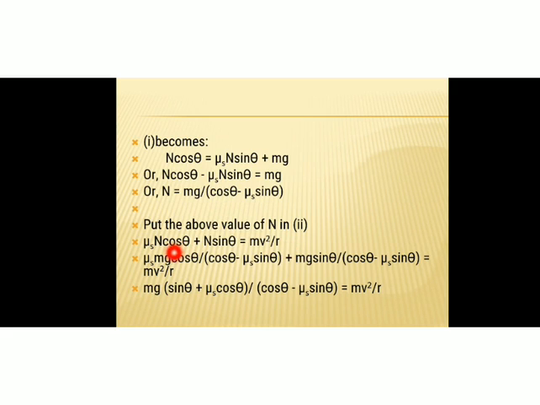And again in this equation substitute this value of N equal to mg by cos theta minus mu s sin theta. This expression you should substitute here for N. So when you substitute, you will get mu s into, instead of N, mg by cos theta minus mu s sin theta, into cos theta, plus, again for N substitute mg by cos theta minus mu s sin theta, into sin theta, equal to mv square by r.